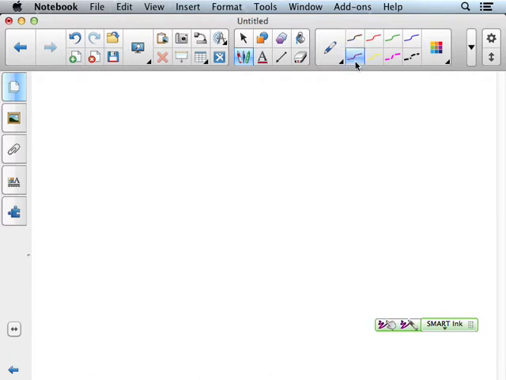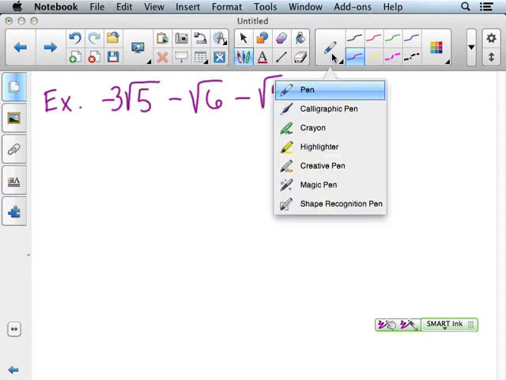Next problem. Negative 3 square root 5 minus square root 6 minus square root 5. Now this one's a little bit easier than the one that we just did because they're already simplified. Square root 6 is just 2 times 3. There's nothing we can take outside, so it just stays like that.